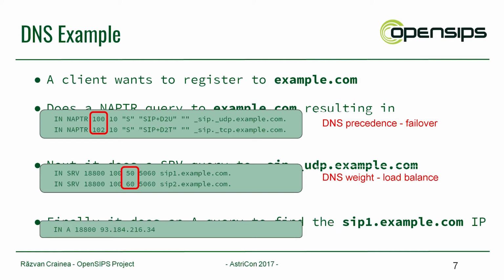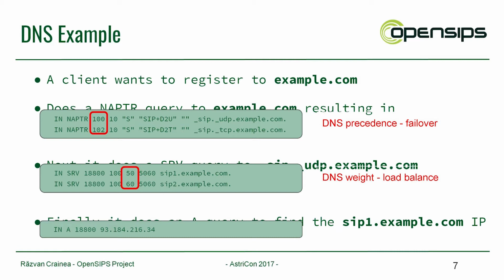Next, we take this response and do an SRV query. What does an SRV query tell us? It tells us where the service is. So in this case, you can see that you have example.com serving UDP queries at SIP1.example.com and SIP2.example.com. Again, how do we choose them?